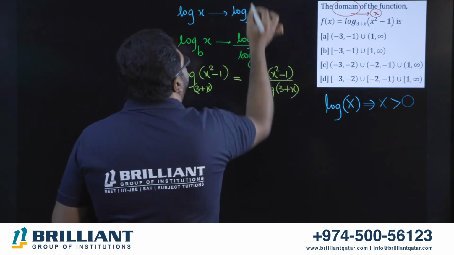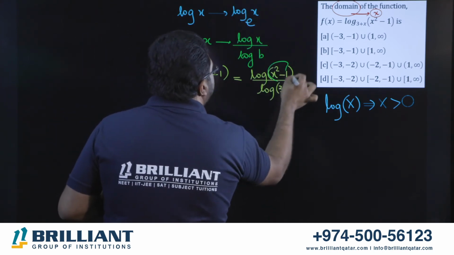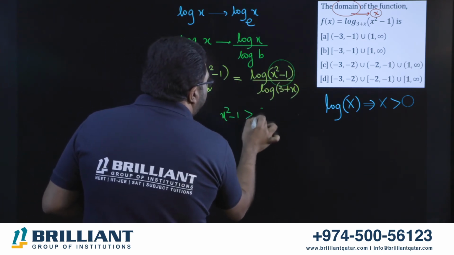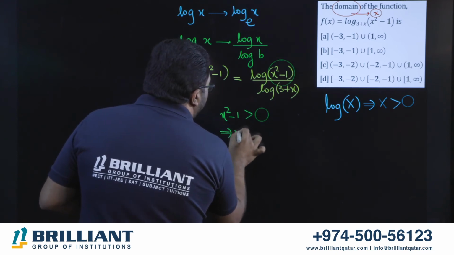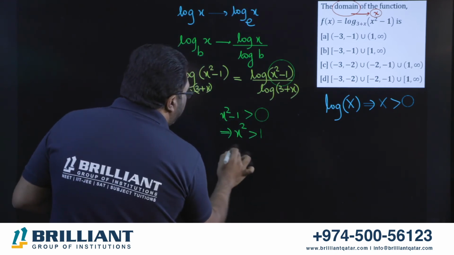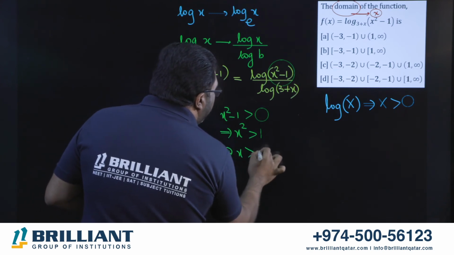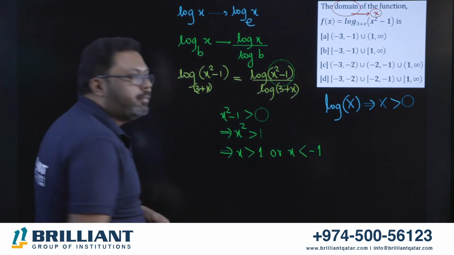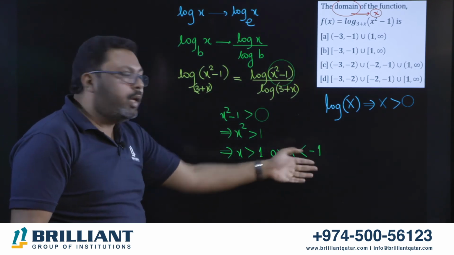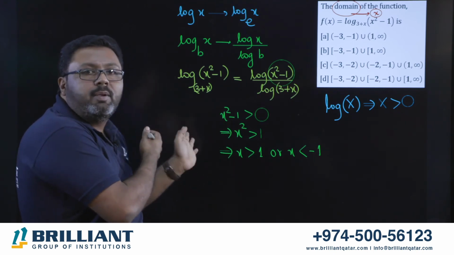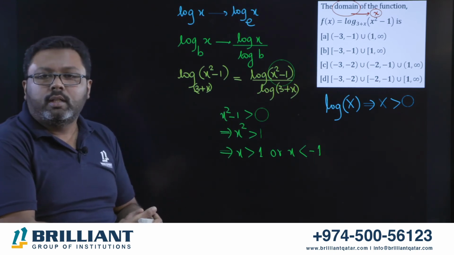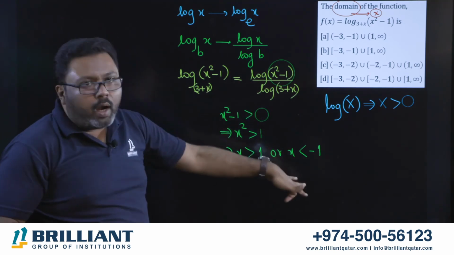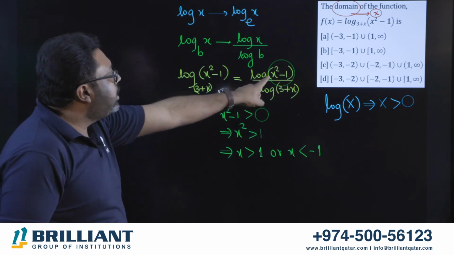Now look at this over here. You can see that x squared minus 1 is inside the log, so it should be greater than 0. That implies x squared should be greater than 1, implies x should be greater than 1 or x should be less than minus 1. The same case as what we discussed before: if x squared has to be greater than 4, then x should be greater than 2 or x should be less than minus 2. Same way, x should be greater than 1 or x should be less than minus 1, because it is in the numerator.